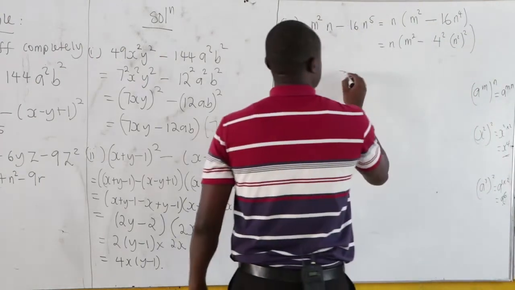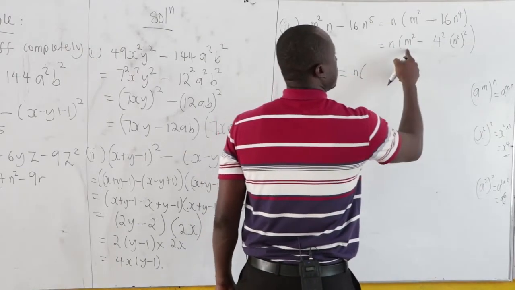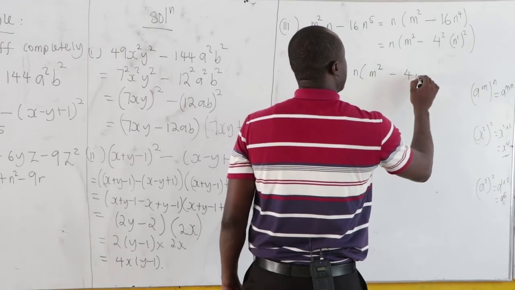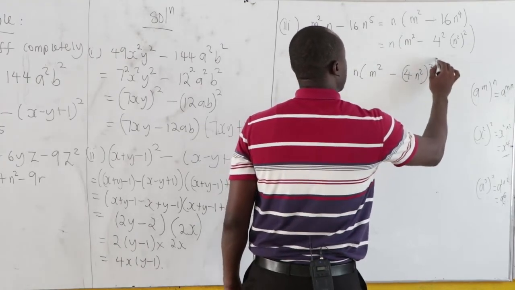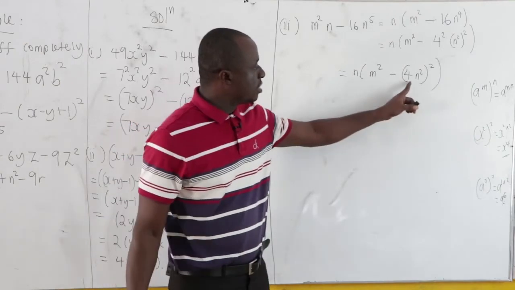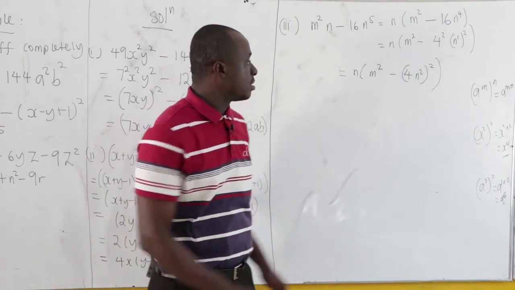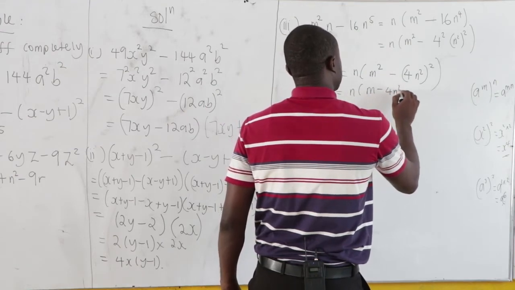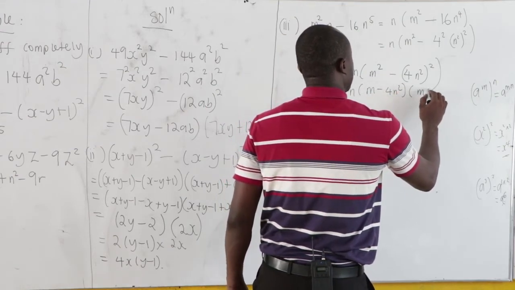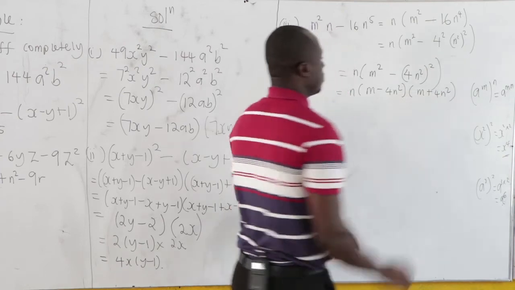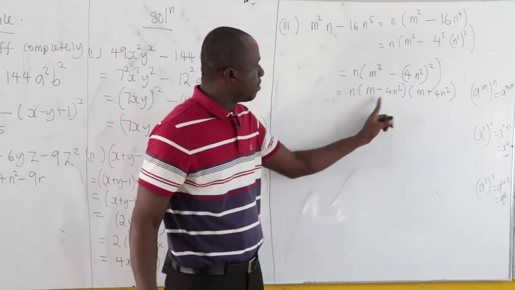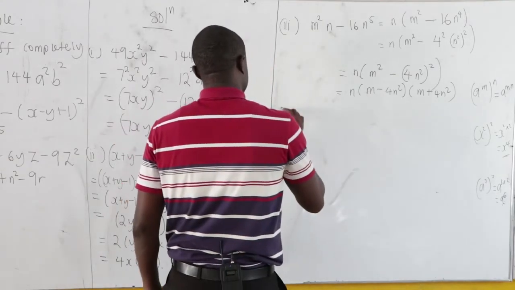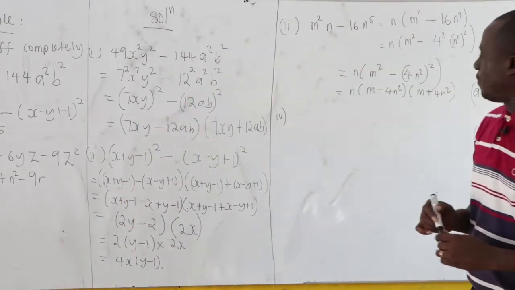So applying that, we can now have m squared minus (4n squared) all squared. And from here, this is (a^m)^n. And here we have a difference of two squares. We have (m minus 4n squared) times (m plus 4n squared). This is our a, this is our b. A minus b, a plus b. Very, very interesting.